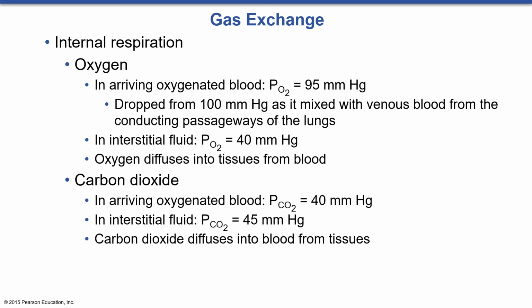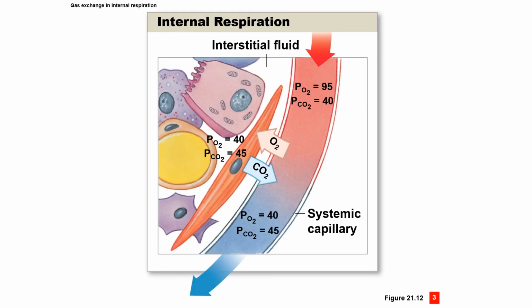Carbon dioxide, again, is going to be the opposite. In arriving deoxygenated blood, the pressure of CO2 is 40 millimeters of mercury. In interstitial fluid, it's 45. That means carbon dioxide will diffuse into the blood from the tissues. Here we can see the diagram of internal respiration, where the pressure of oxygen going from high to low drives that 95 into the 40. Conversely, CO2, which is of higher pressure in the tissue, is going to drive from the 45 to the 40 as it leaves into the veins.